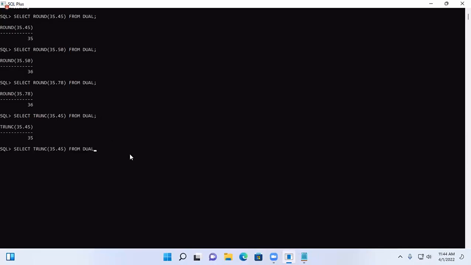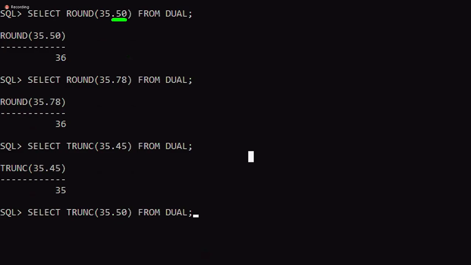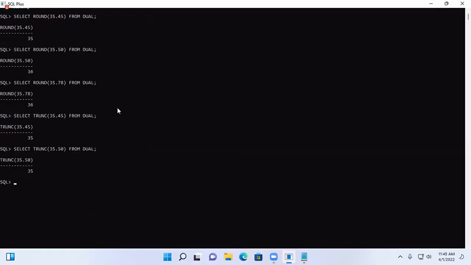In the same way, when I give 35.50 to my round function, as we said, the 0.5 value is considered and 1 is added to my expression. The total shows 36. But for your 0.5, as I said, the trunk function does not consider it. So it still returns the exact value 35 only. In the next one, if I send 35.76, your 0.7 is there, but it is also not considered. So it doesn't consider point values. It takes exactly 35 only. Okay. Now write down.